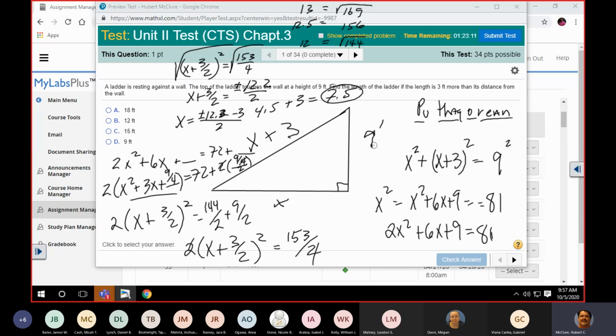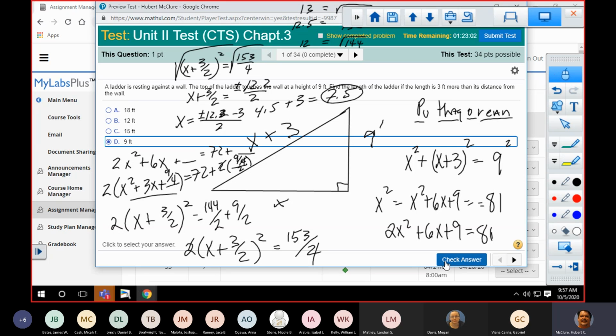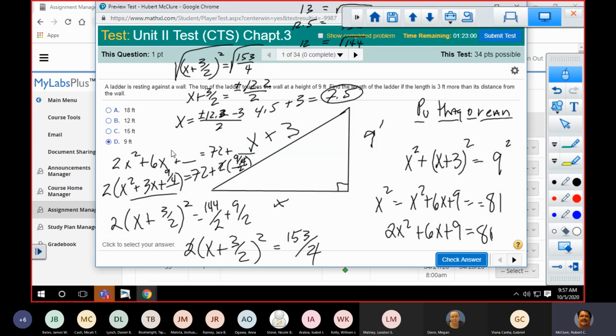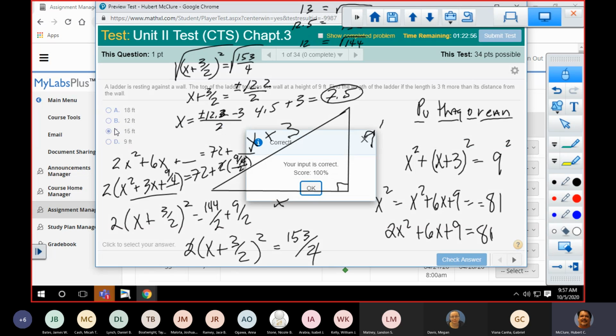But that's how you solve it. Let's hit 9 and see if I'm close. I think I've got an error with my math. Nope. Let's go ahead and I'll give you the answer. There it is, 15. So I've got an error in my math somewhere. Anybody see where I made a mistake?